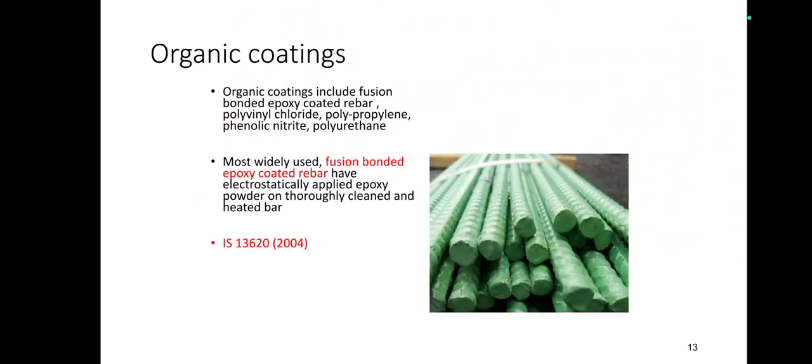With normal paint, for example zinc paint, if you apply it, we can remove it by hand. But if you go for this epoxy, it won't come out easily. You might have seen many constructions near the coastal regions, mainly in Chennai, going for this epoxy coated bar. There is also an IS code, IS 13620, which purely deals with the process of this fusion bond epoxy coating.